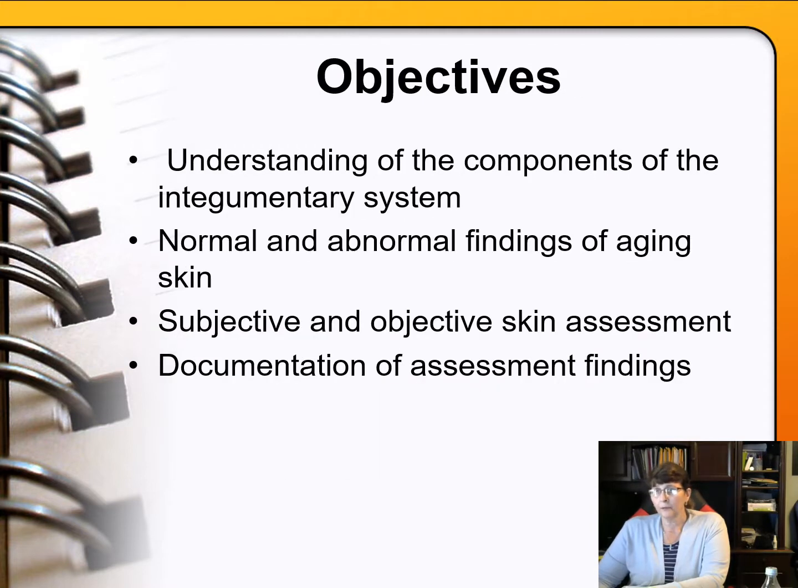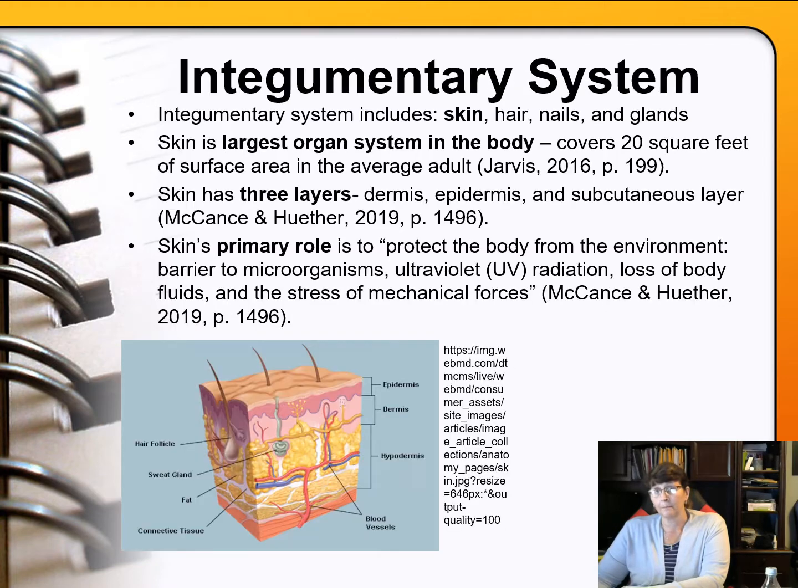The objectives for this presentation are to better understand the components of the integumentary system, the normal and abnormal findings of the aging skin, subjective and objective skin assessments, and documentation of our assessment findings. The integumentary system includes the skin, which is what we're going to talk about today, the hairs, nails, and then some of the glands. The skin is the largest organ system in the body.